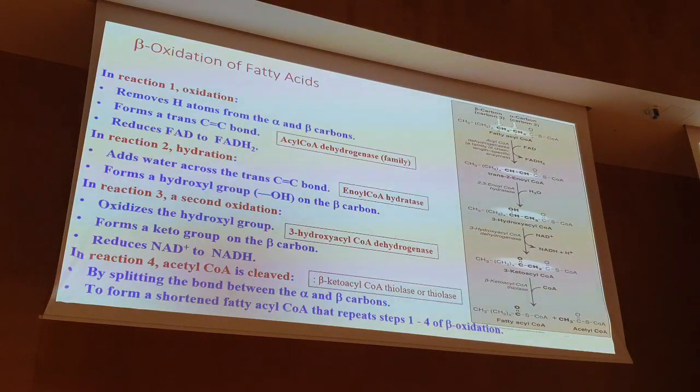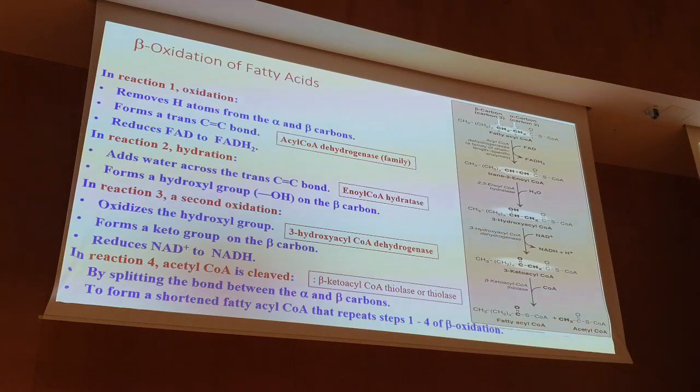So if I started with 16, I now have 14. And then I transfer the 14 back up and I start all over again. And then I get 12. And then I send the 12 back up and I start all over again. You follow what's happening here? Until I come to the point where I will just have 2, and when I cut it in the middle, I'll have 2 acetyl-CoAs. And those are the 4 reactions that take place during the beta oxidation of a fatty acid in the matrix.